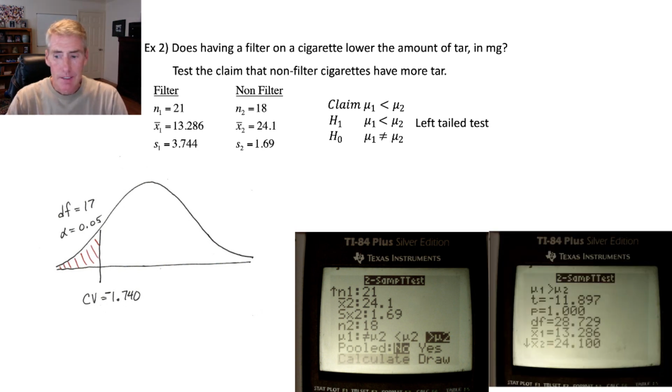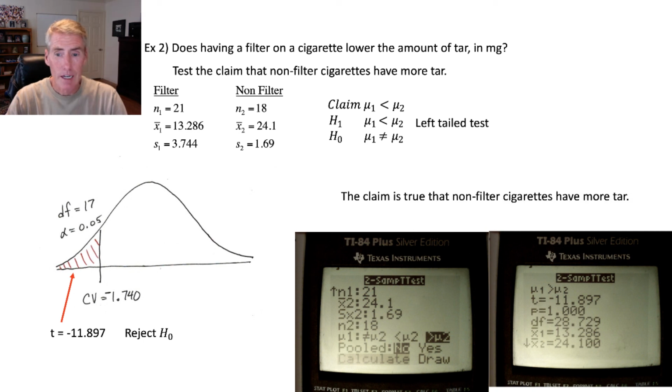The test statistic turns out to be t equals negative 11.897. So then, if you draw an arrow, that is going to go definitely past a negative 1.74. That means reject H sub O, so we did prove something. So in fact, the claim is true. And you can either word it as non-filtered cigarettes have more tar, or you could say filtered cigarettes have less tar. Either way, we actually did prove something.